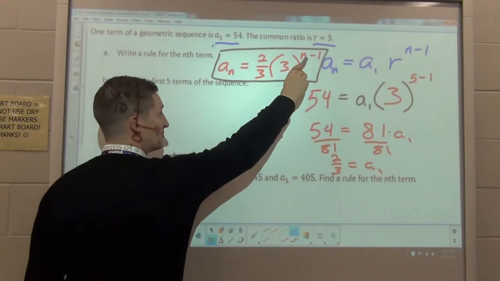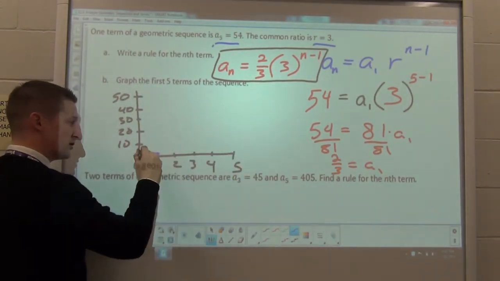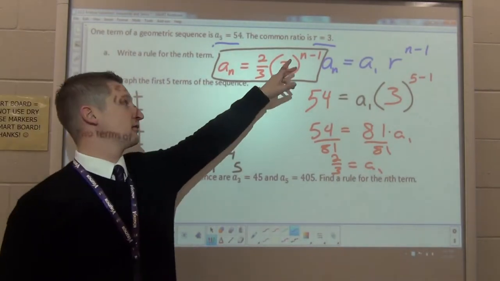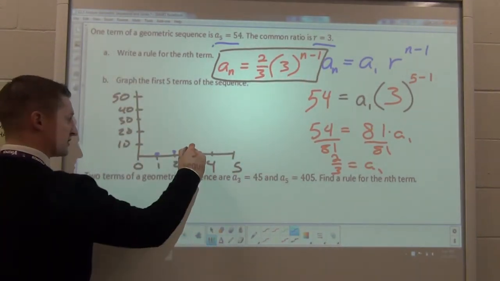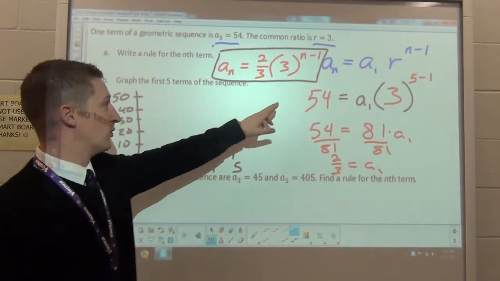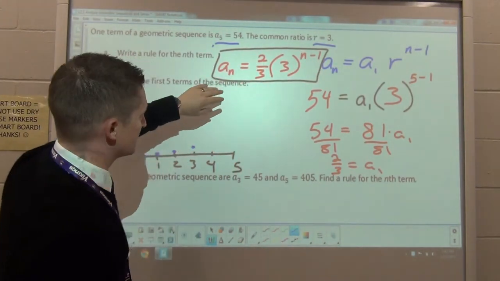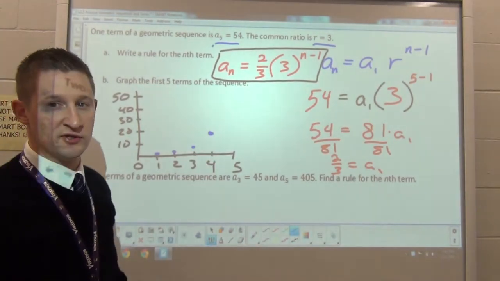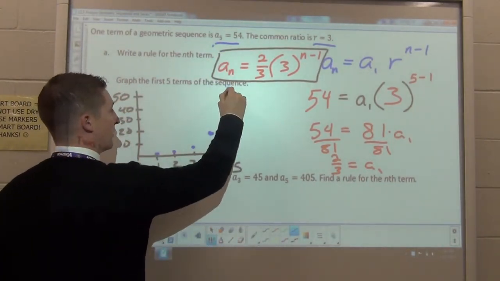When I plug in 2, 2 minus 1 is 1, 3 to the first is 3, 3 times 2/3 is 2. Still pretty low as far as this scaled graph is concerned. Now I plug in 3, 3 minus 1 is 2, 3 squared is 9, and 9 times 2/3 is going to be 6. I'm getting a little bit higher, but not much. Now watch what happens here. I plug in 4. 4 minus 1 is 3. 3 cubed is 27. 27 times 2/3 is going to be 18. So all of a sudden there's a bigger jump. I think maybe you can see where this is going. Now when I plug in 5, I already know that I'm supposed to get 54 from earlier, so I'm going to put my point up here.